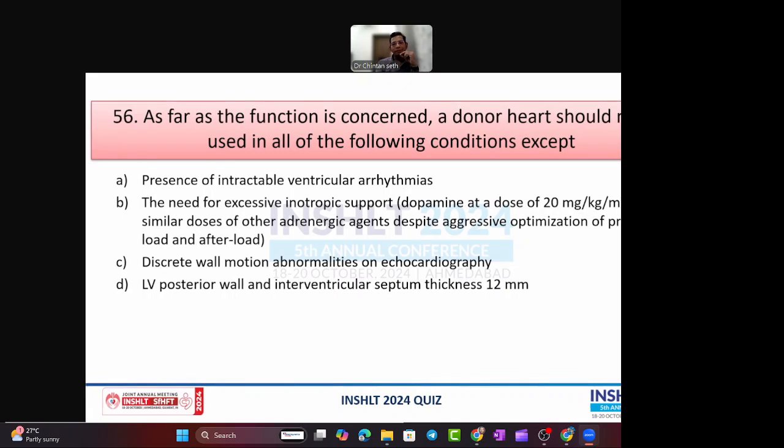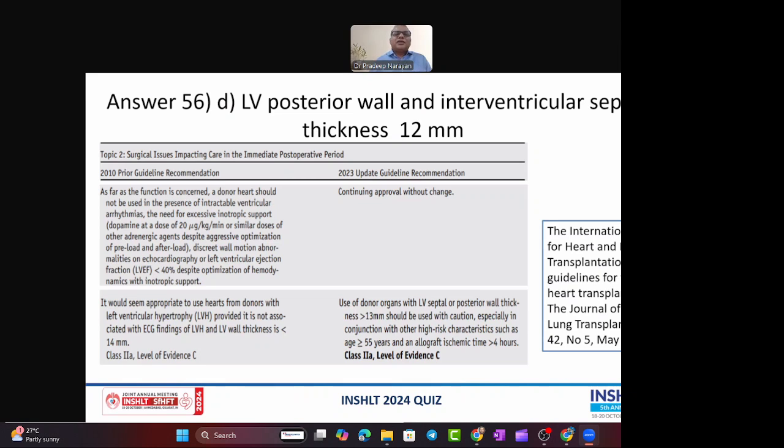Thanks. The next question is, as far as the function is concerned, a donor heart should not be used in all the following conditions except, Pradeep Narayan, please. Yeah, so it is a very, very interesting question, and its answer is 4, the D, because the catch here was 12 millimeters. If you look, that is where the cutoff in the question is. The cutoff is actually 14. So if you look at the guidelines at the bottom of this slide, you'll find that as long as it's less than 14, it can be used. So that was the answer in this case. Next slide, please.